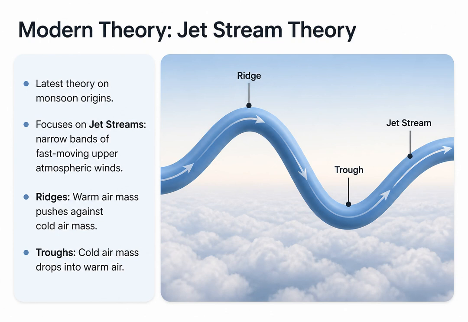Jet streams are narrow bands of incredibly fast-moving air. They don't flow in straight lines, they meander in giant waves. The peaks of these waves, where warm air pushes north, are called ridges. The dips, where cold air plunges south, are called troughs. These high-altitude waves dictate the weather on the ground.